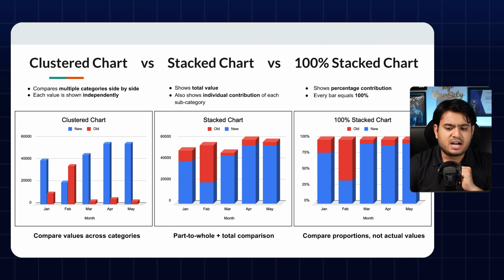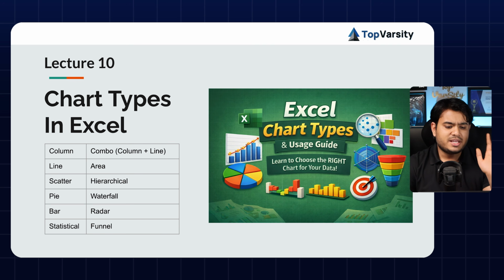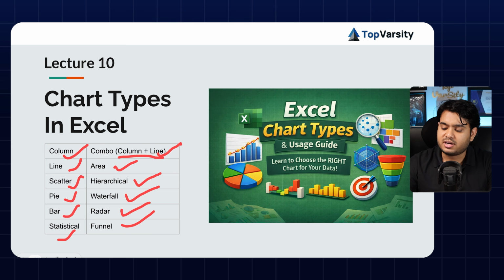Okay, so let's start with it. First let's understand what types of charts there are. You can see here there are almost 12 types of charts that I have mentioned. First is your column, second is line, scatter, pie, bar, statistical, then combo, meaning column plus line, then area, hierarchical, waterfall, radar and funnel. So these are 12 types, but in all 12 types there will be 3 types of charts that we are going to see. Means 12 threes is almost 36.